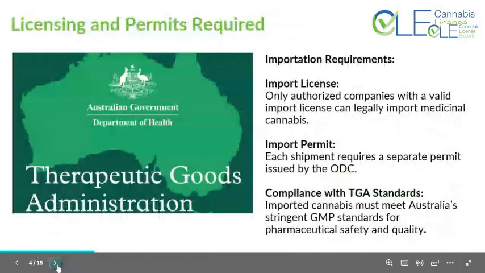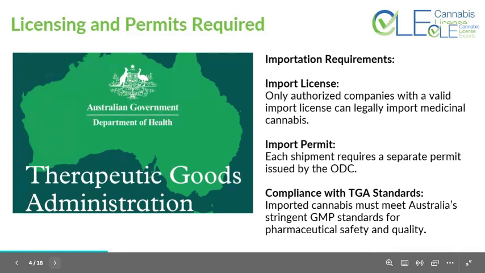So licensing and permit requirements for exporting your product into Australia. You are only allowed to export into Australia if you've met their requirements and who you are shipping your product to has obtained a valid import permit or license on their end. So very similar to other situations. What that means here in Canada is that they will have to apply for their import license, send you a copy, and then you apply through Health Canada for your export permit for that shipment.